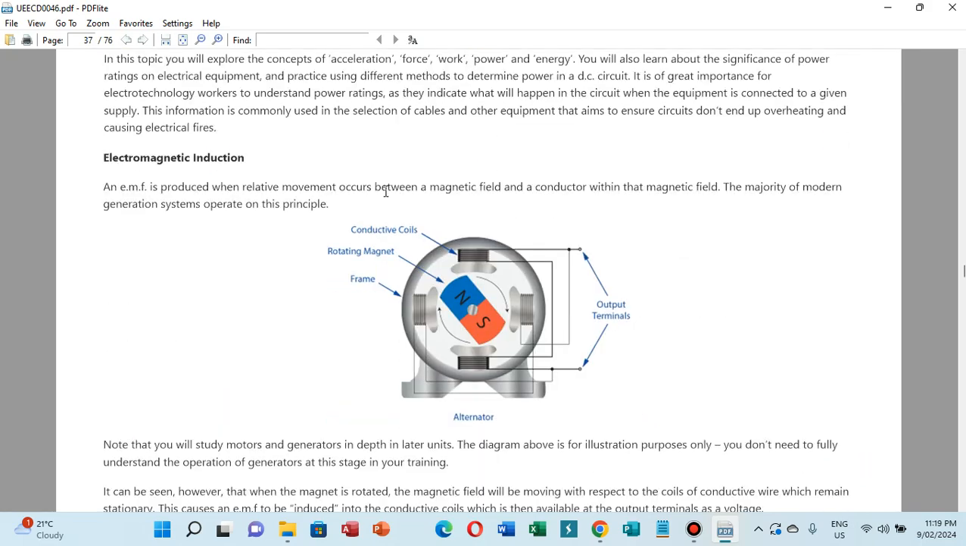So this is electromagnetic induction. When the electrical current flows near the coil, a voltage will also be induced by the magnetic flux in the other coil. This is what we call electromagnetic induction.